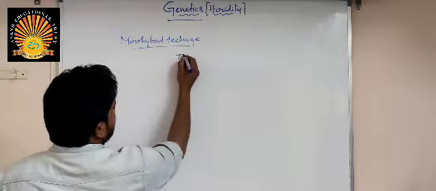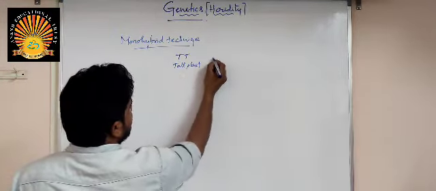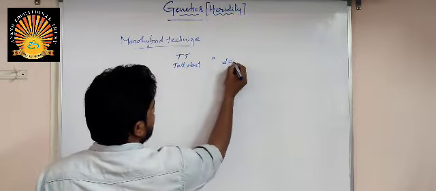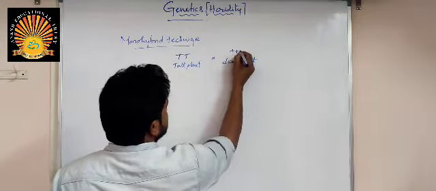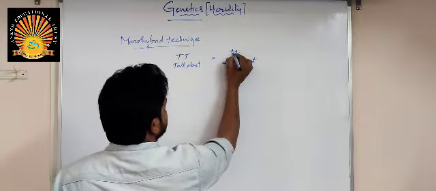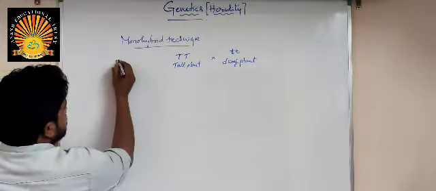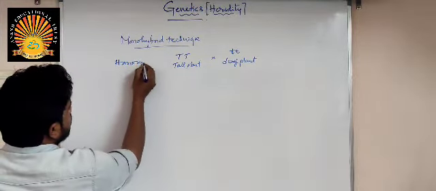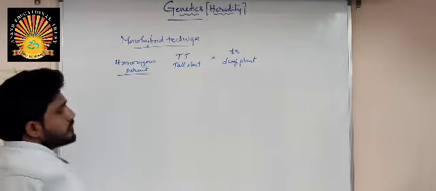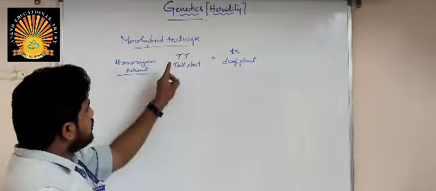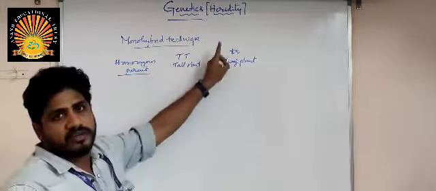He selected a tall plant, this is the tall plant as parent one, crossed with a dwarf plant. Dwarf plant means short plant, small t, small t. So both the parents are homozygous. Homozygous parent means both the genes are the same, capital T or small t.